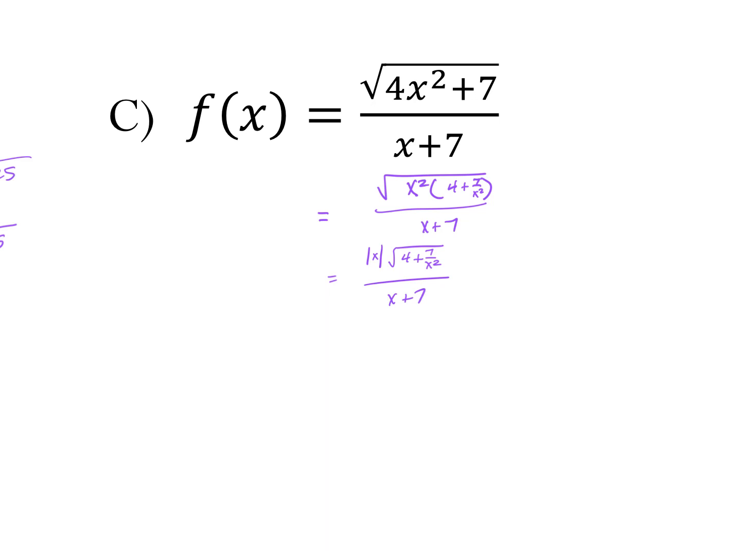Now I can multiply the top and the bottom. My highest degree term is x to the 1 power. I'm going to multiply by 1 over x over 1 over x. And I get the absolute value of x over x times the square root of 4 plus 7 over x squared. And then on the bottom I have 1 plus 7 over x.